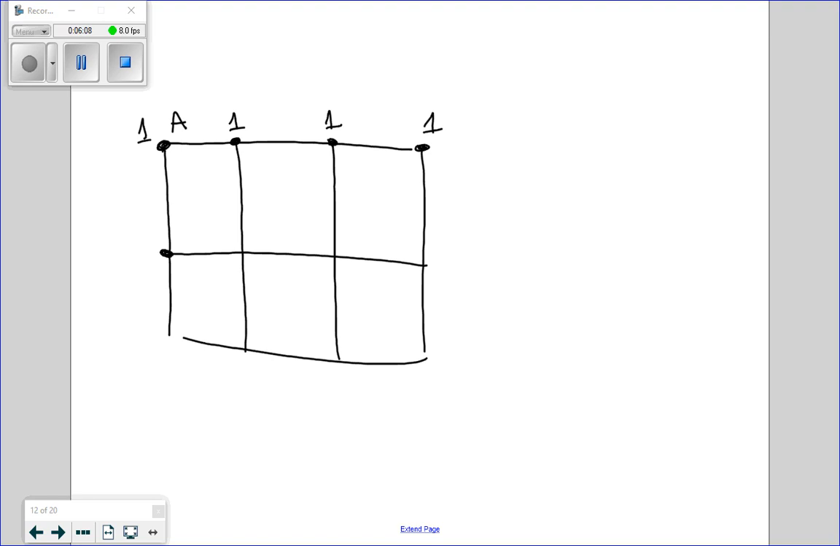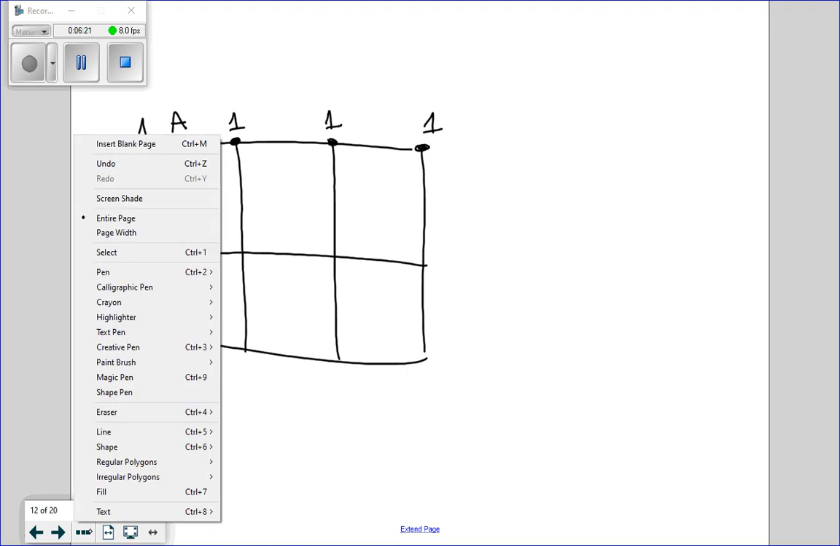How many ways are there to get to this corner? Well, there's only one way. It's to go straight south. How many ways to get to this corner? One way. You go straight south. Okay, I'm going to do this in Magic Pen so you can see what I'm doing.